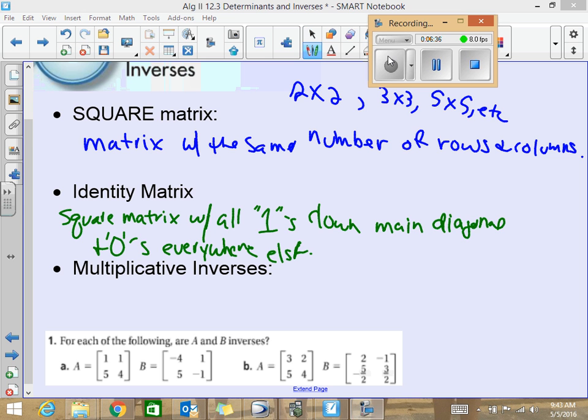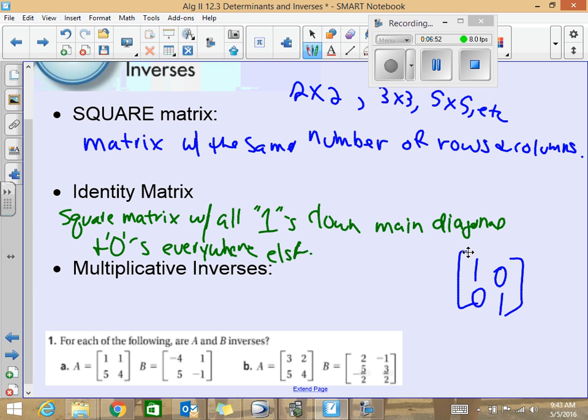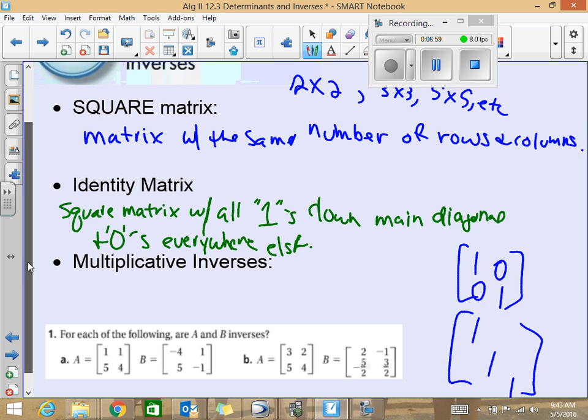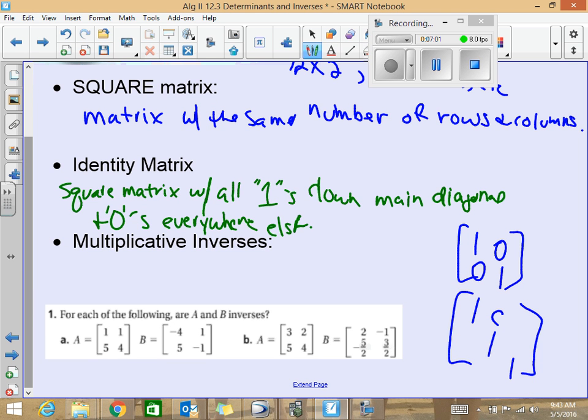So what that means is, again, it has to be square. It cannot be like a 3 by 2, 2 by 5, etc. It has to be square. And the main diagonal always goes from left to right. So for a 2 by 2, it would be ones here and zeros everywhere else. Okay? For a 3 by 3, it would be ones down this way and zeros everywhere else. Okay? So it cannot be ones going the other direction.